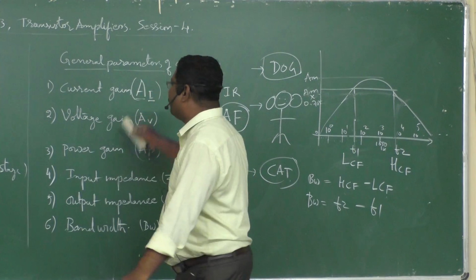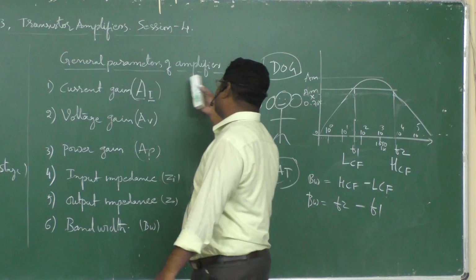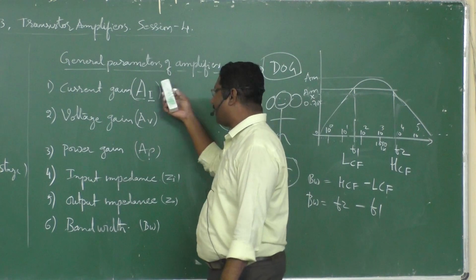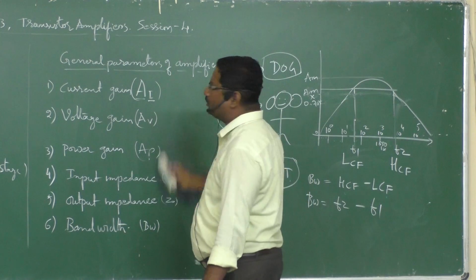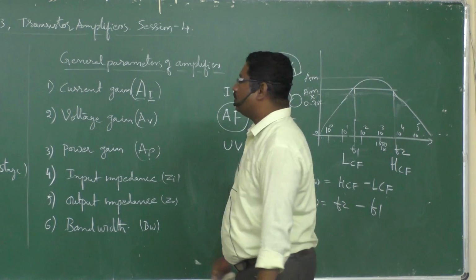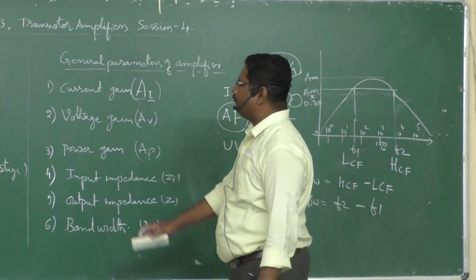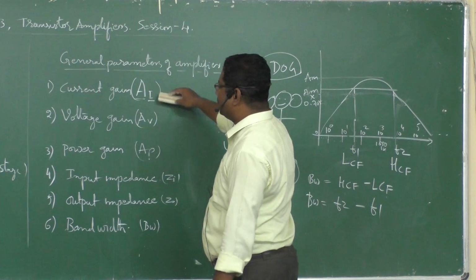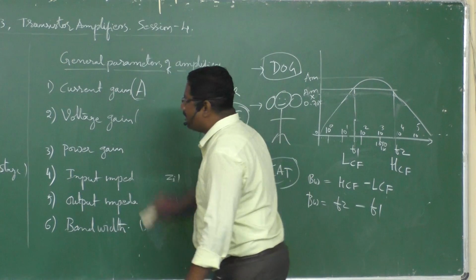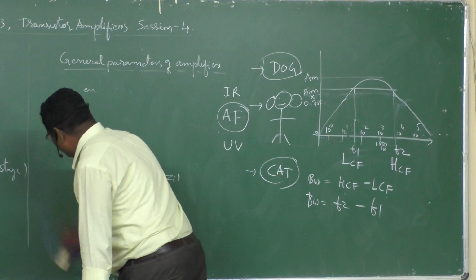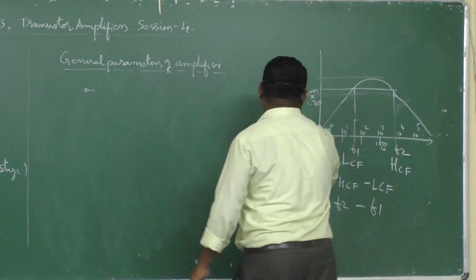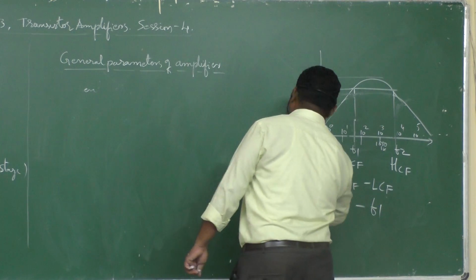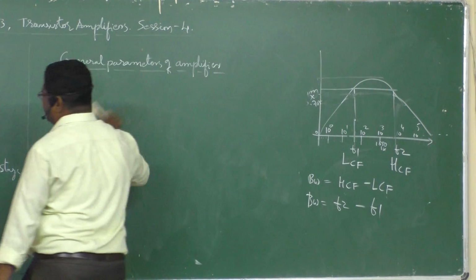So here also, before considering any transistor or any amplifier, we must go through these general parameters. If you know these general parameters, then only we can select it for our circuit. So these are the 6 things. Number 1, current gain, voltage gain, and the product of both of them is the power gain. And next, after power gain, input impedance and output impedance.